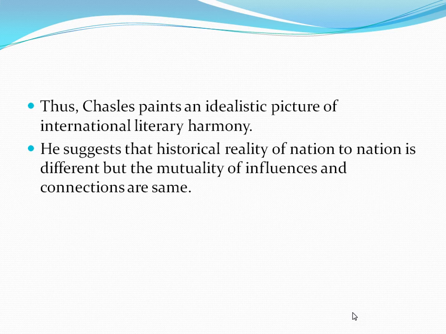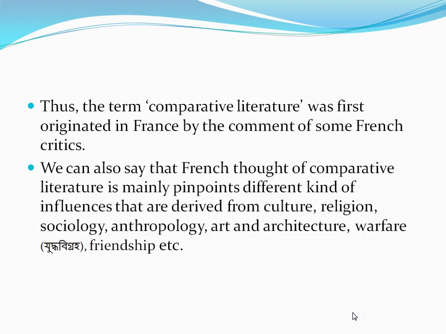And Schall put focus on influence, and that is the basic tenet of the French School of Comparative Literature, and how influence can be taken as a gift, and that influence can influence the other writer, literature and culture. Thus the term comparative literature was first originated in France. Okay? Because it started in 1816 by the comment of some French critic, and we can also say that the French thought of comparative literature mainly pinpoints different kinds of influences that are derived from culture.